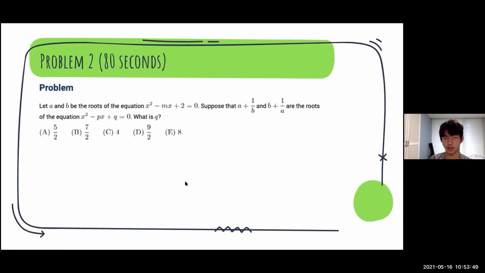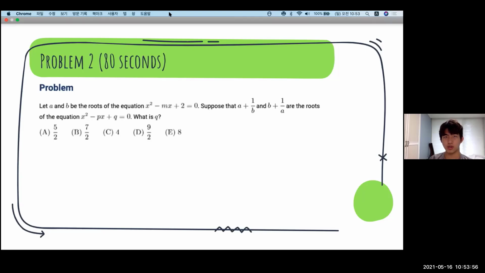Now let's move on to the second question. I'll also give you 80 seconds for this one, and you can start solving this for now. If you get the answer, please DM me.